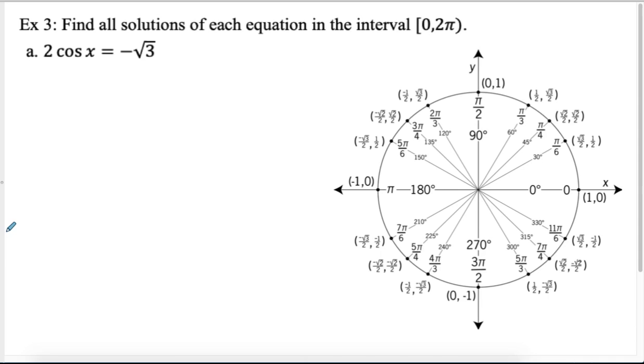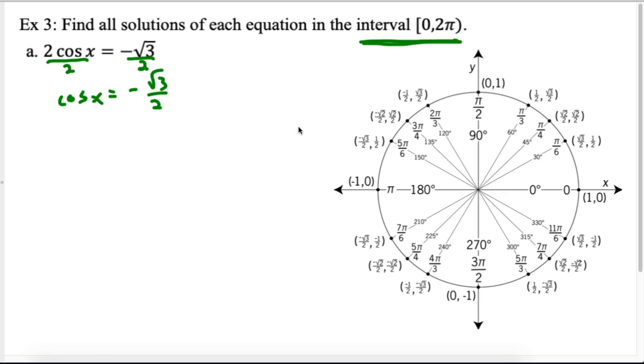So the last two examples here ask us to just find solutions in the interval 0 to 2 pi. Okay, so that process is going to be the same. We'll just have one extra step at the end. Okay, so let's go through this one. So again, I need to get my trig function by itself first. I have a 2 outside of it, out in front. So the first thing I'm going to do is divide both sides by 2. And I'll get cosine of x equals negative square root of 3 over 2.